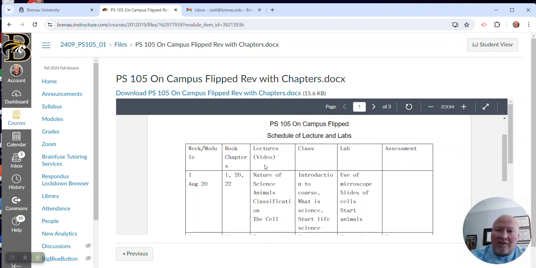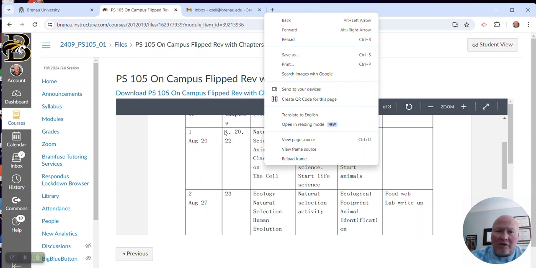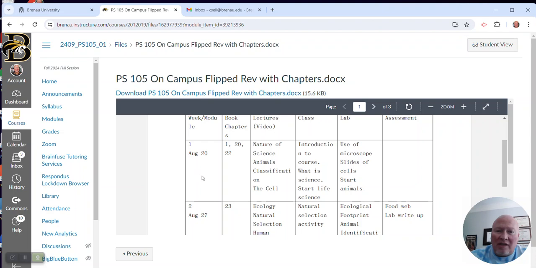So if we take a look at this schedule, here's week 1, which starts on August the 20th. August the 20th is our first day of class. Classes actually start now on the 19th, but this is our Tuesday. So this would be class on the 20th and the 22nd. So in class that day, we're actually going to be having an introduction to the course, and everything like that. And then on Thursday, we will go down to the lab.